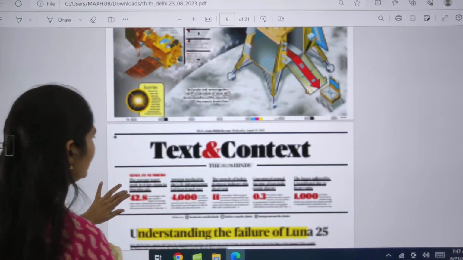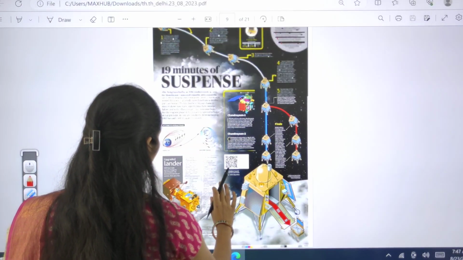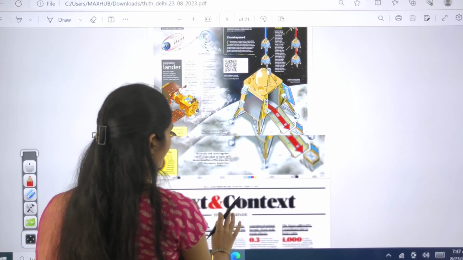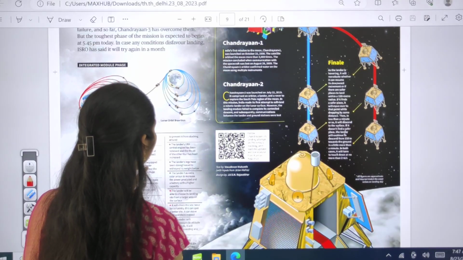So in this text and context, what happened?